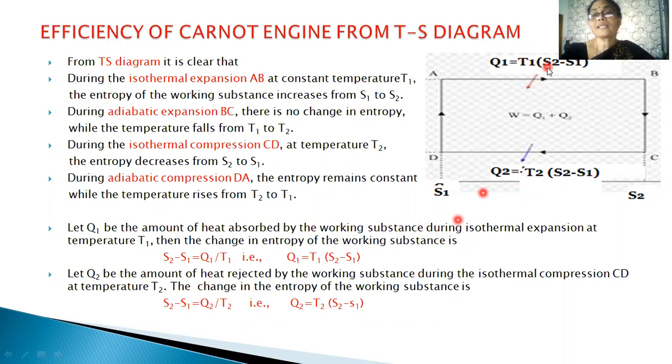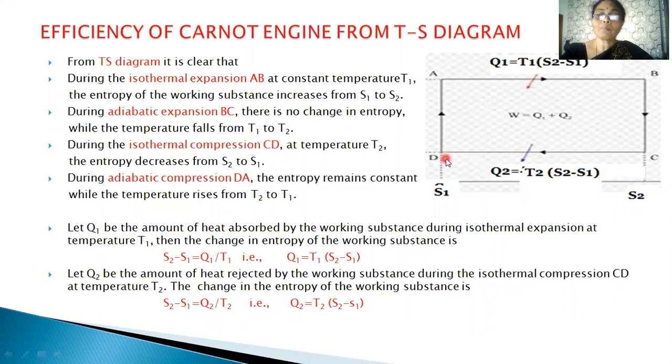For this, let us consider the TS diagram where we have plotted the entropy on the x-axis and the temperature on the y-axis. During the isothermal expansion, that is the first operation AB, which is taking place at a constant temperature T1, the entropy of the working substance increases from S1 to S2. Next, during the adiabatic expansion BC, there is no change in entropy. That is, the entropy remains constant during an adiabatic process, whether it is an expansion or compression process, but the temperature falls from T1 to T2.